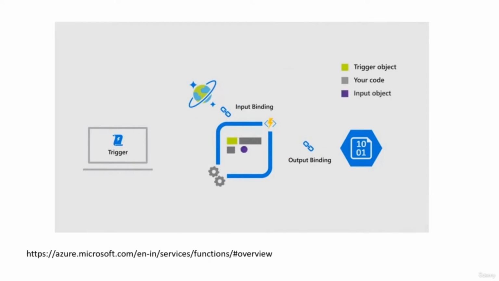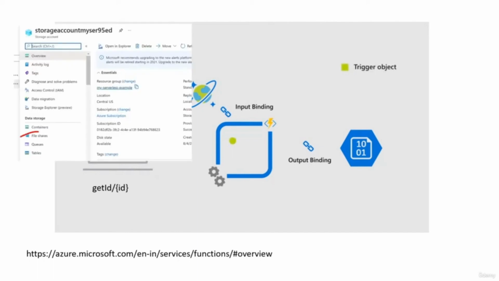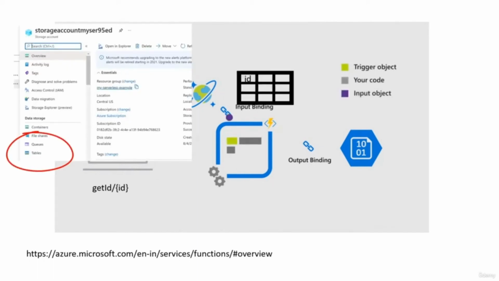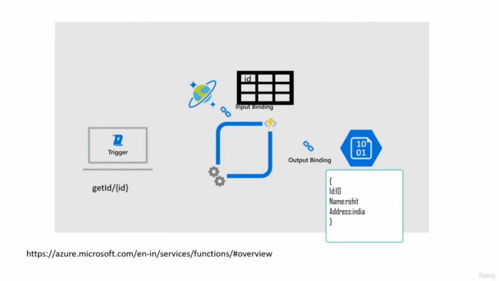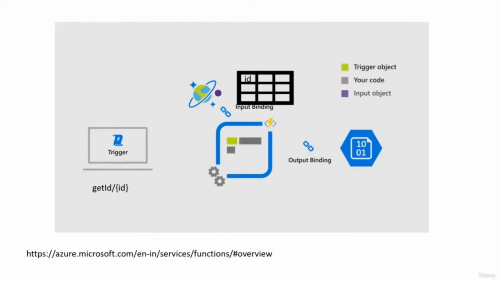So now let me give you an example of input binding and output binding. Let's say I have an endpoint to trigger the Azure function, and this endpoint, getID, is just to retrieve information about a user. And the user information is stored in a storage table. So here the input binding would be the table, and using the ID, I can retrieve the information about that individual user in the input object. And using JSON as an output object, I can send this particular object to the HTTP response. So that is how the input binding and the output binding work. I will give you multiple examples of this in the upcoming lectures.